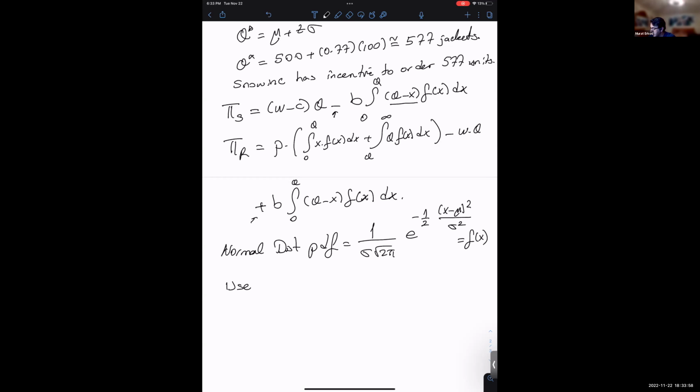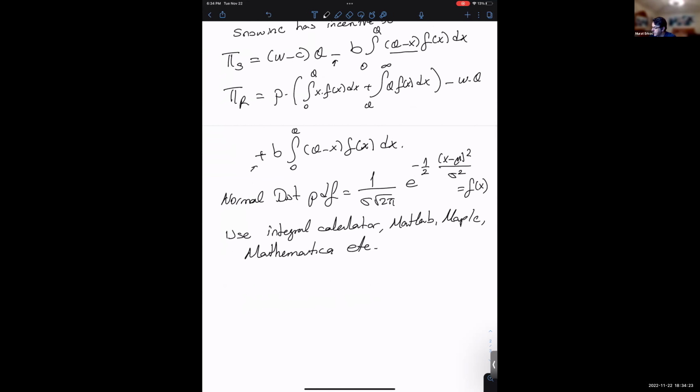Now, how do we calculate those functions? Use a definite integral calculator, or MATLAB, or Maple, Mathematica, I guess, etc. for this part.